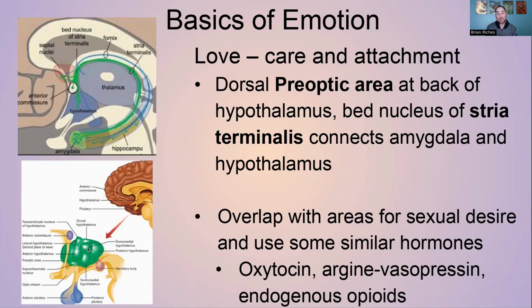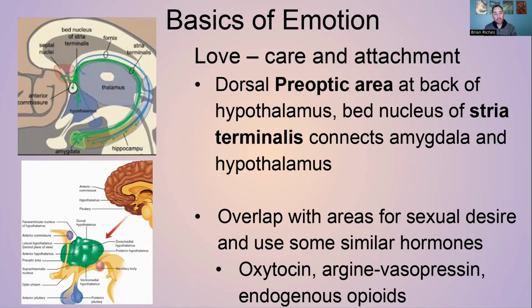These are also some of the systems that we see active when people have sexual desire. We also see some similar hormones being used in all of these processes. So oxytocin, arginine vasopressin, some endogenous opioids, so those that we create ourselves in our own brain. These are all being used in this kind of love, care, nurturing, attachment, wanting to be close to people system. Again, a basic emotion.